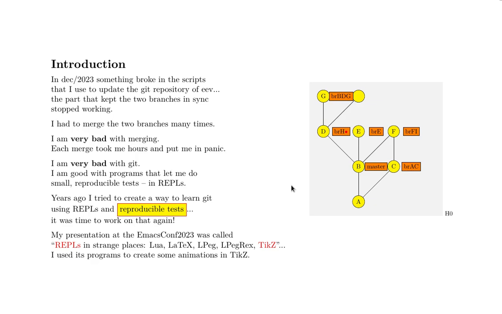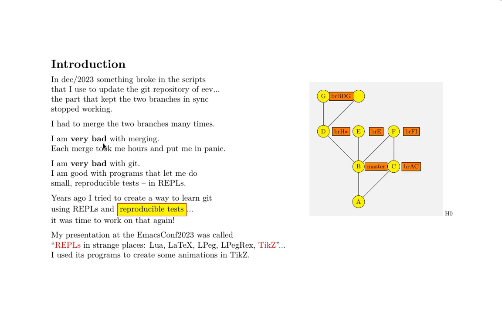A few weeks ago, in December of 2023, something broke in the scripts that I used to update the Git repository of eev, and the part that kept the two branches of eev in sync stopped working, and I had to merge the two branches many times. I'm very bad with merging. Each merge took me hours and put me in panic. I was very afraid of doing wrong things that I wouldn't be able to undo later.